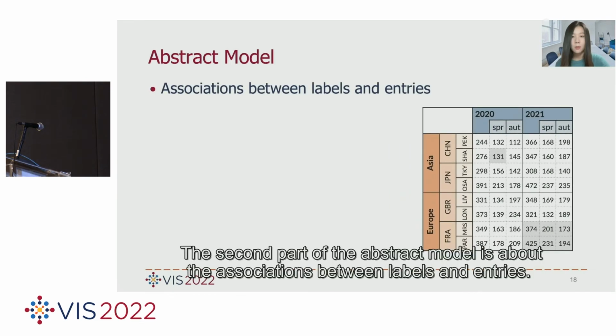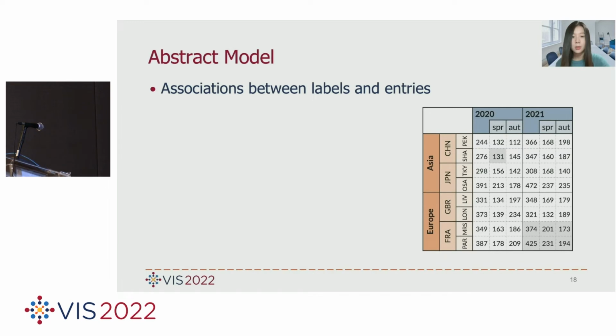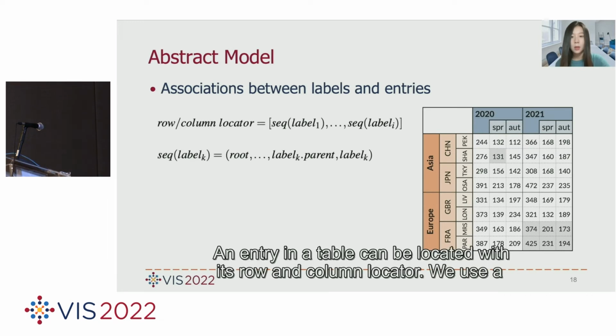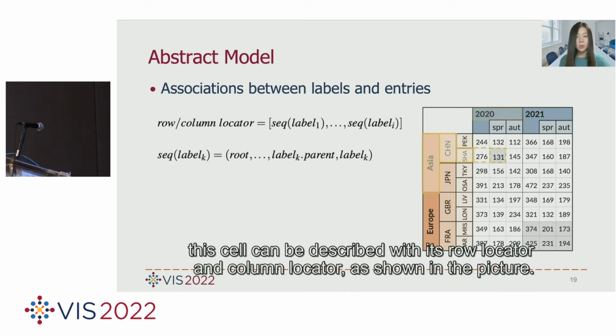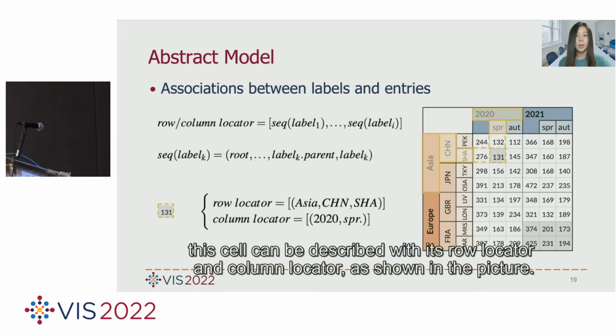The second part of the abstract model is about the associations between labels and entries. An entry in a table can be located with its row and column locator. We use a label sequence from the first layer to the last layer to describe these locators. For example, this cell can be described with its row locator and column locator, as shown in the picture.